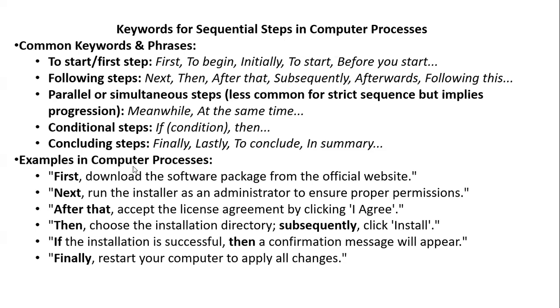We have some examples here of processes. So first, download the software package from the official website, and the person uses the ones for the following steps this way. Next, after that, but he could have given us after that first and then next. Then gives us a condition. It means this, if the installation is successful, happens first, and we have a result. Then, and finally, right? Okay.